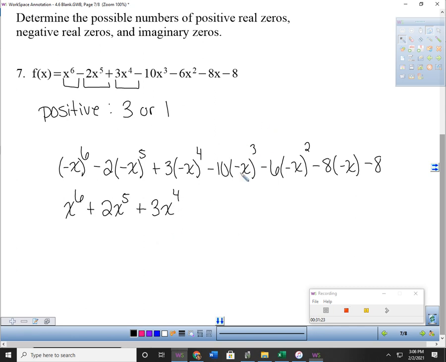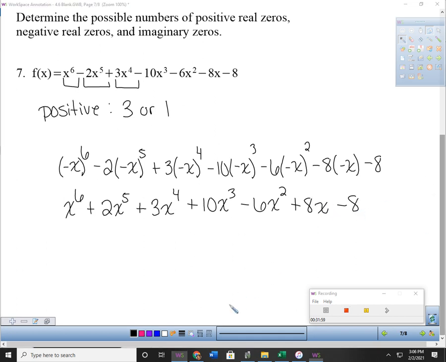A negative number raised to an odd power comes out to be negative. So this negative times a negative 10 would give me a positive. A negative number raised to an even power comes out to be positive times a negative would give me a negative. A negative x times a negative 8 gives me positive 8x. And then I have minus 8.